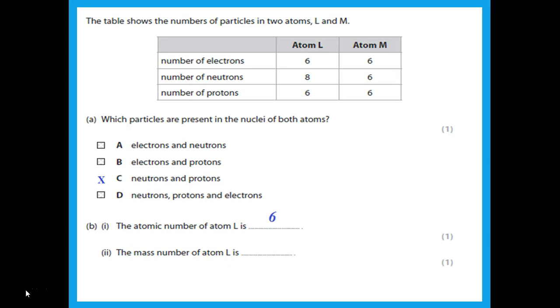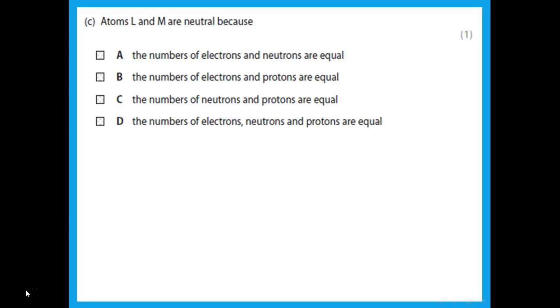Now the mass number of L, how do we get the mass number of L? That's the protons plus the neutrons, and that is 40. Atoms L and M are neutral because any atom is neutral if what? If the number of electrons and protons are equal.